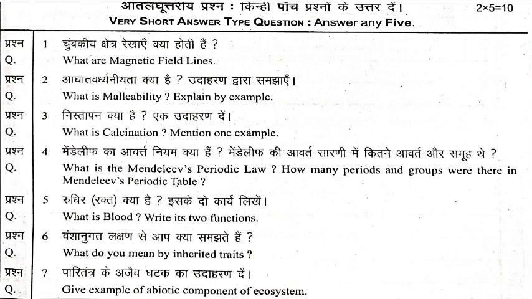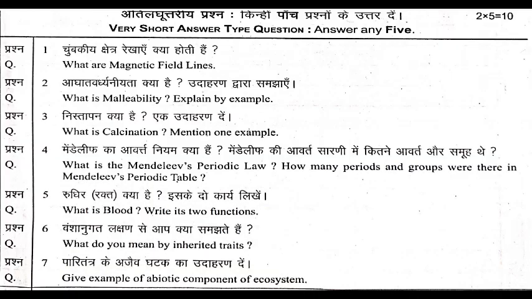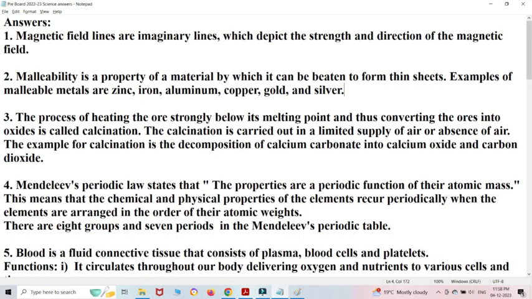Question number 1. What are magnetic field lines? Answer. Magnetic field lines are imaginary lines that depict the magnetic field's strength and direction. 2. What is malleability? Explain by example. Answer. Malleability is a property of a material by which it can be beaten to form thin sheets. Examples: zinc, iron, aluminum, etc.